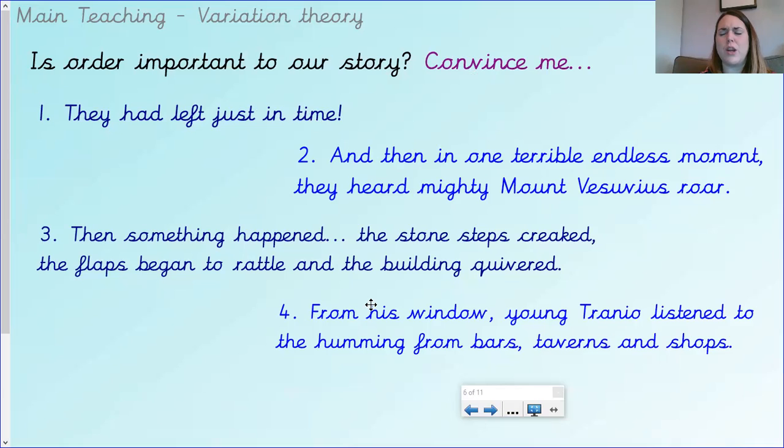Have I put that in the right order? No, of course I haven't. That's a bit silly. Could you please pause your video and decide what order the section should go in?